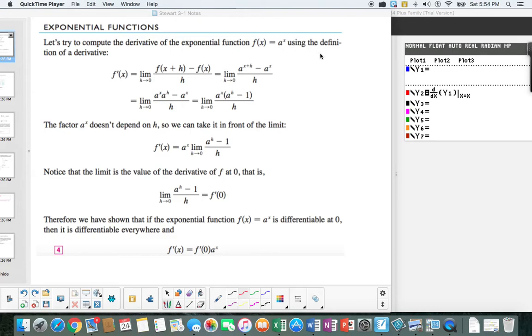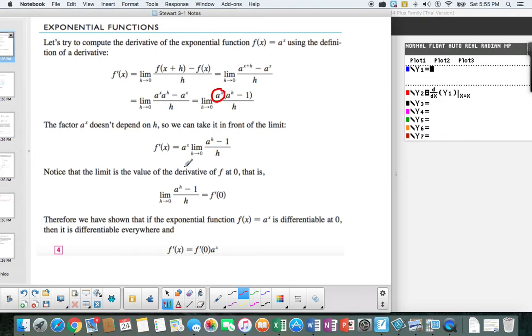Let's go ahead and use the definition to find the expression for the derivative. Here's the definition of the derivative, and we use the function a to the x power in the definition. Notice that we can separate these exponentials, and then we can factor out an a to the x, and at this point we can take this expression outside the limit because it doesn't have an h in it, and we have the derivative expression. It actually is the original function times this limit, and this limit is quite interesting.